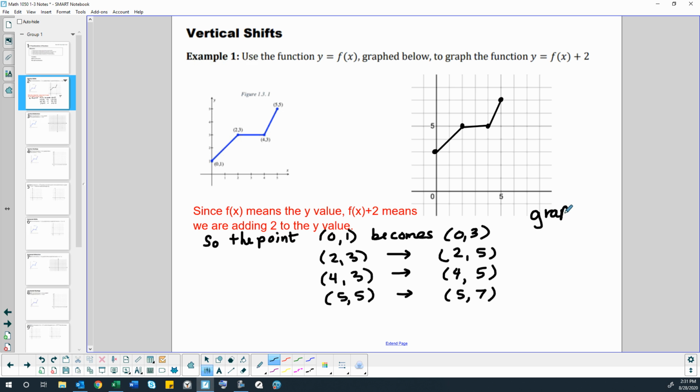So just writing that down. Graph moves up 2. Let's look at example 2.